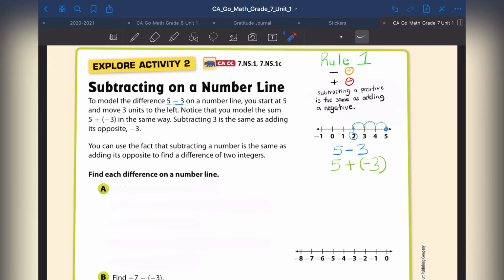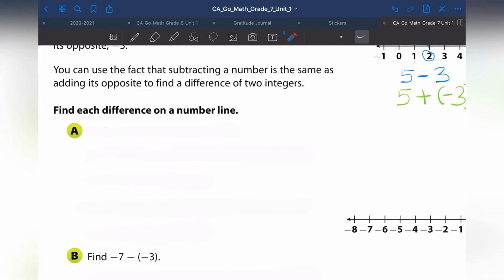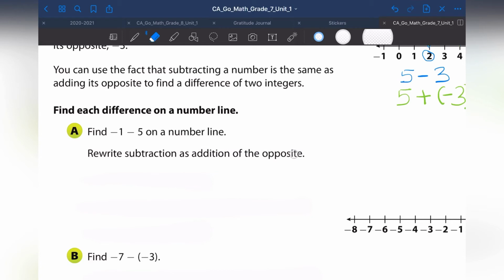Okay. Now let's get on to example A. Find -1 minus 5 on the number line. Rewrite the subtraction as addition of the opposite, which is the rule that we have. Rewriting subtraction as addition of the opposite is the rule that we had up here.